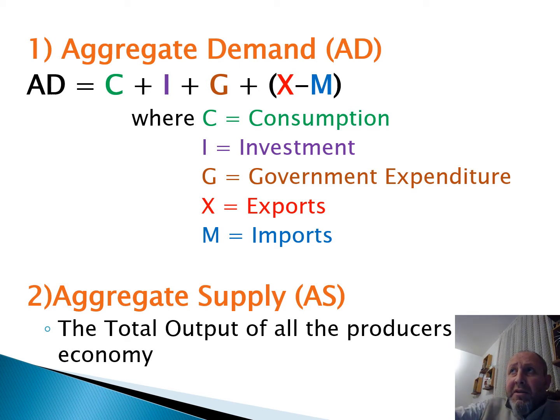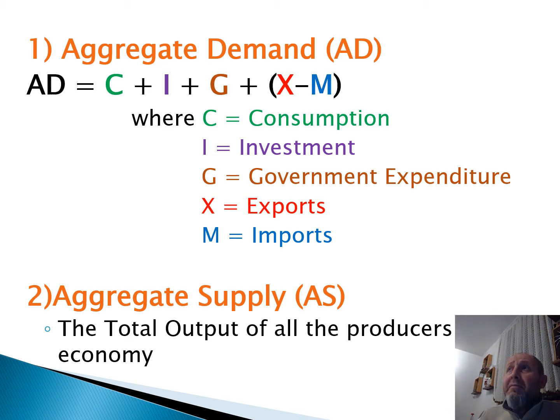Stay there, little voice, out of camera. Now, aggregate supply is the total output of all the producers in the economy. Now, aggregate demand is C plus I plus G plus X minus M. Little voices, we are going to repeat together.